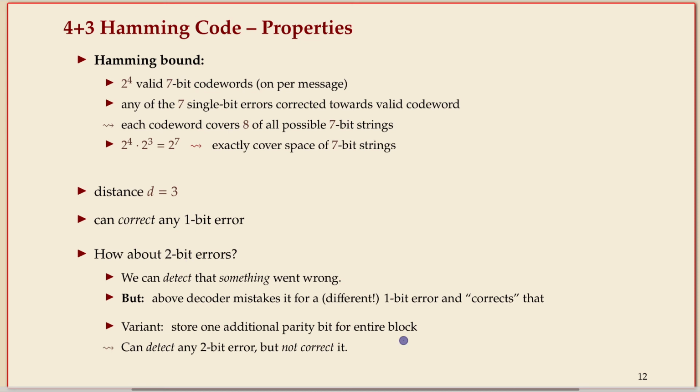There's a variant where you add an 8th bit so that this doesn't happen. Then you can detect 2-bit errors but not correct them, and you can still correct every 1-bit error. So both of these variants, the one I presented and the one with the 8th extra bit to also detect 2-bit errors, both are in wide use.